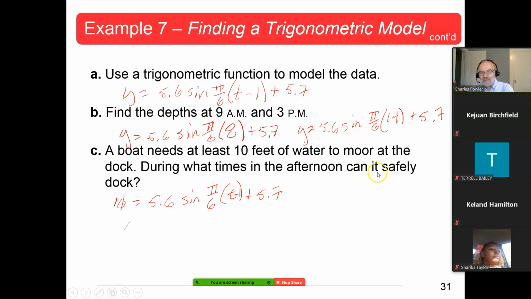But what you would do is subtract 5.7 from both sides, then divide by 5.6, and then take an inverse sine of what you have left there and give you an angle, and then that angle in radians, convert that, divide by pi, multiply by 6. When you finally get this, add 1 to it. And that would be what you would do. But since we don't know how to do inverse sines, we won't do it. Here's how they do it.